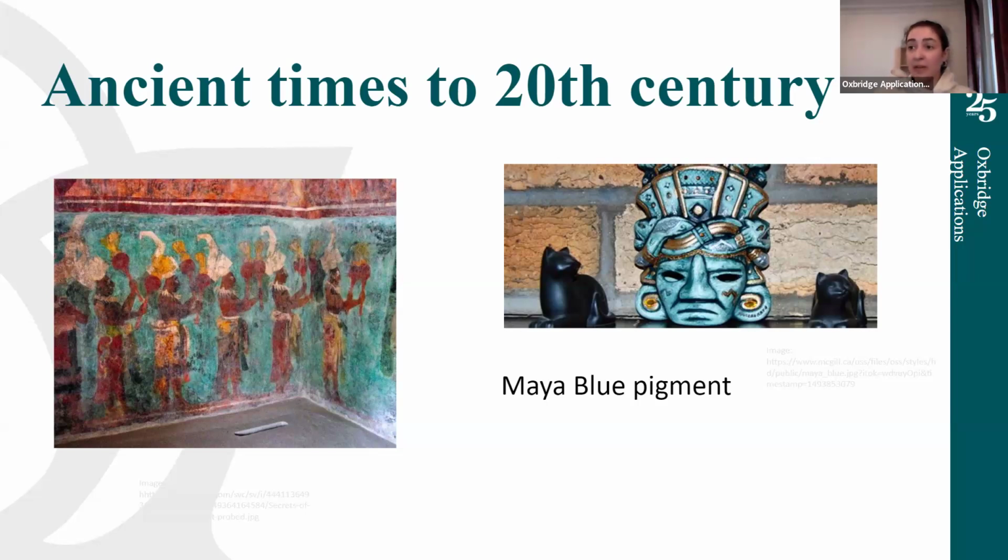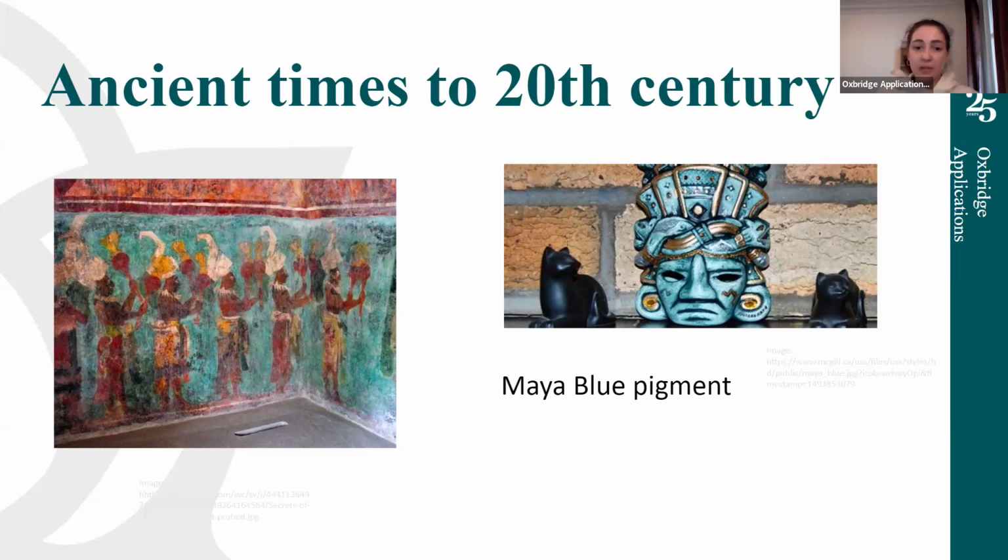Many pigments from the ancient world degrade over time. And so when we look at murals and pottery from the past, often we're not left with any colors and pigments. But Maya blue is a bit of an exception. So it resists attack by solvents, by acids, bases, and also withstands temperatures as high as 3,000 degrees C.